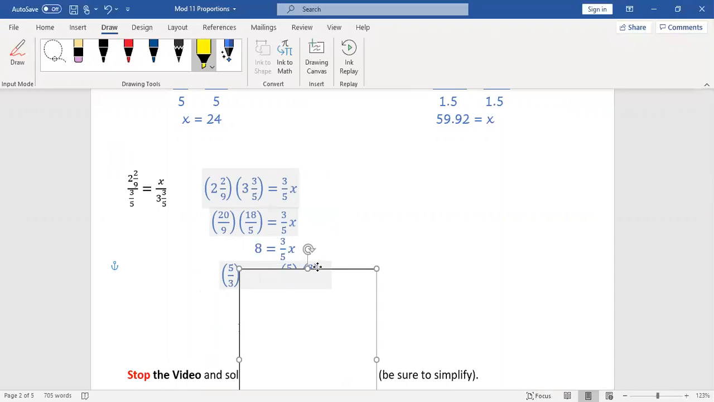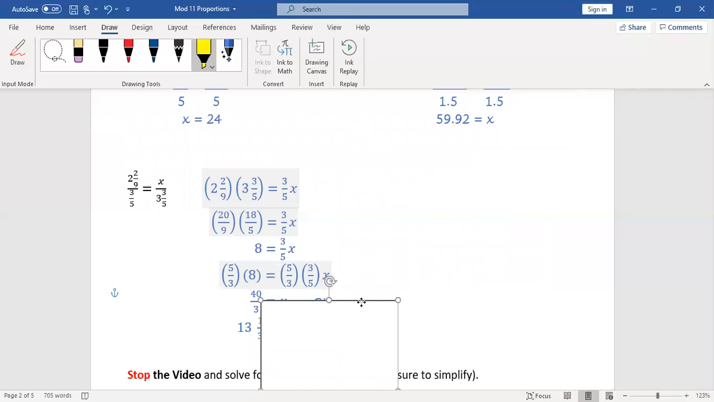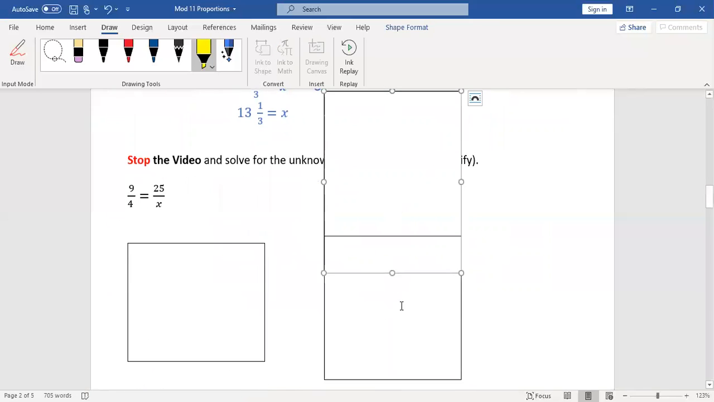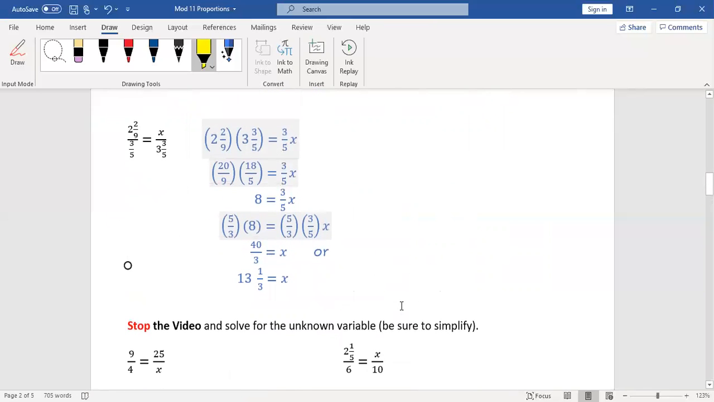And then I'm going to multiply both sides by the reciprocal of the coefficient in front of the x. The reciprocal of 3/5 is 5/3. And I get 40 over 3. So I could leave it like that, or I could change that 40 over 3 into a mixed number of 13 and 1/3.